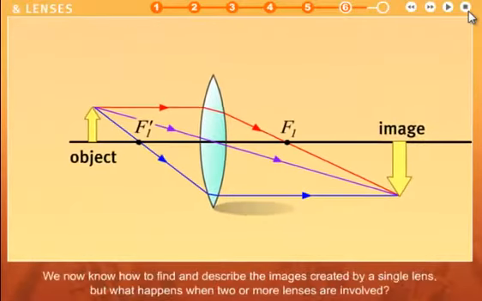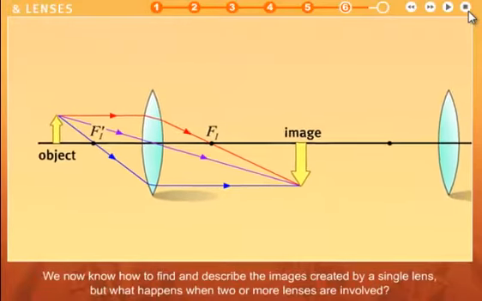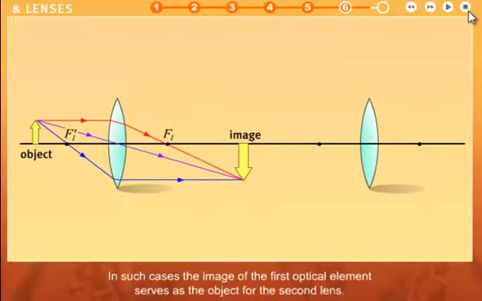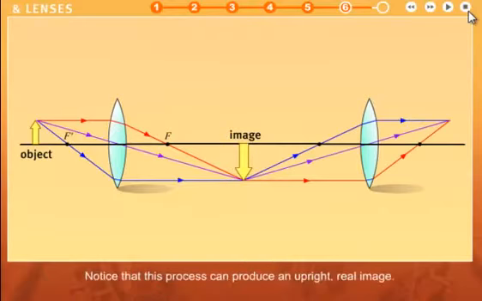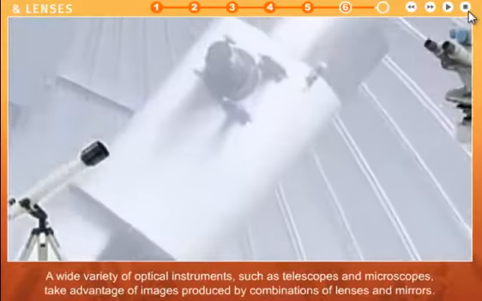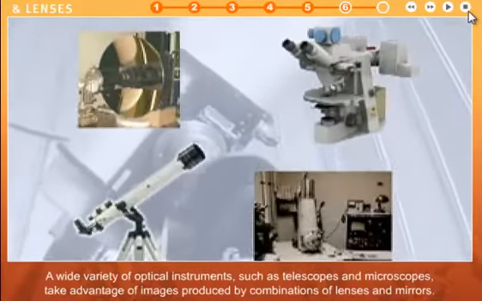We now know how to find and describe the images created by a single lens. But what happens when two or more lenses are involved? In such cases, the image of the first optical element serves as the object for the second lens. Notice that process produces an upright real image. A wide variety of optical instruments, such as telescopes and microscopes, take advantage of images produced by combinations of lenses and mirrors.